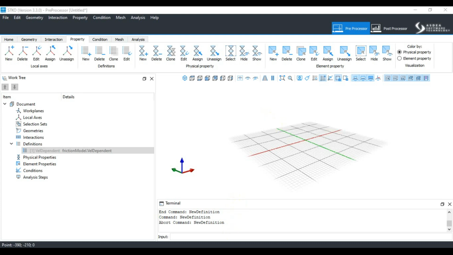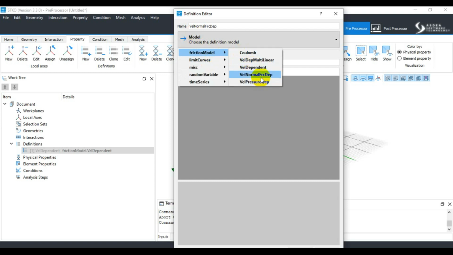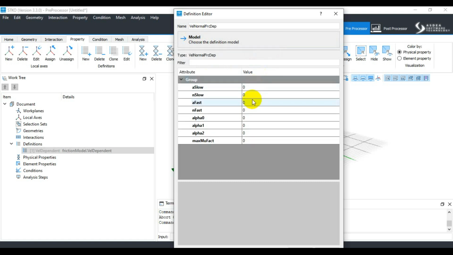Hi everyone, in this video I will continue the discussion on the definitions in the friction model, and this one is the velocity normal force definition for the friction model. The model that I need to choose is velocity normal force dependent, right?